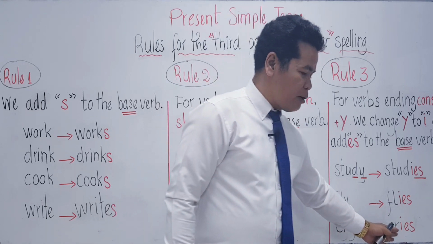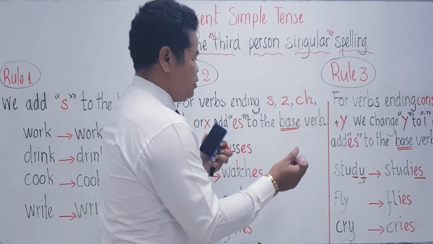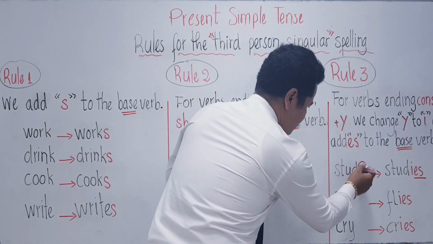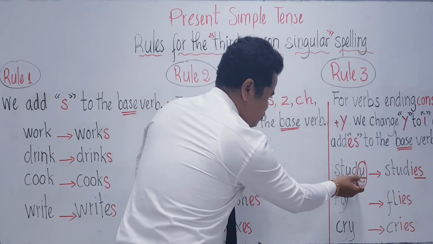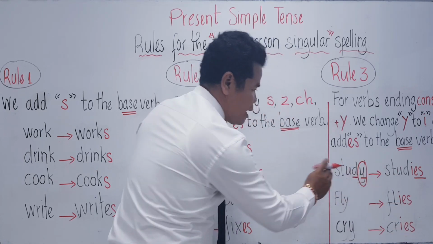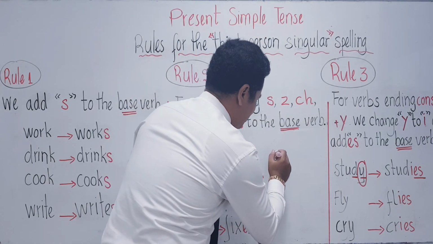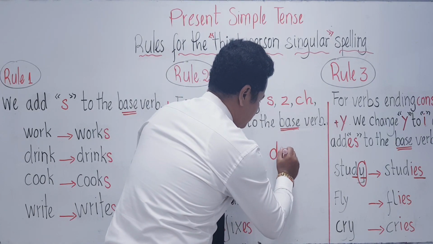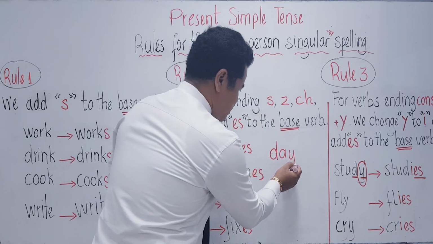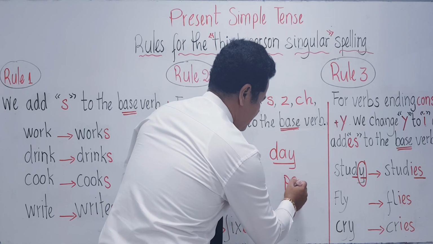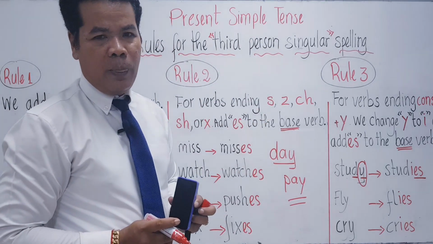Cry, cries. For example, when you see letter Y and then before letter Y we don't have a consonant. Now I'm going to give you an example. Day. This one is a noun, okay? Pay. This one is the verb.